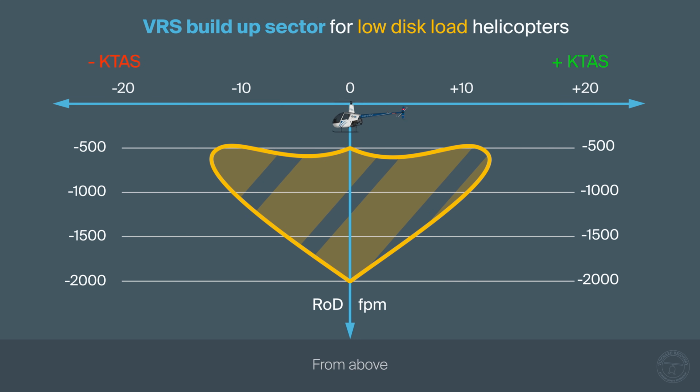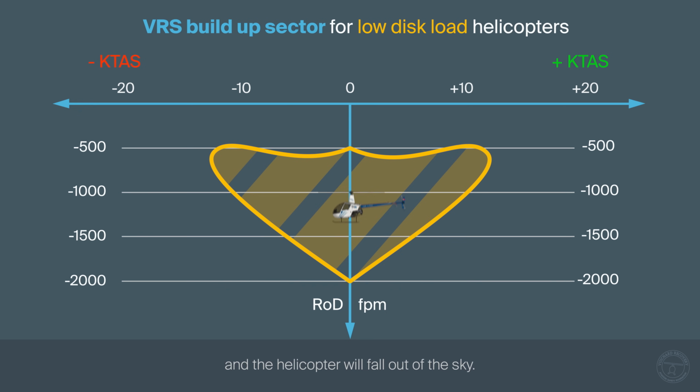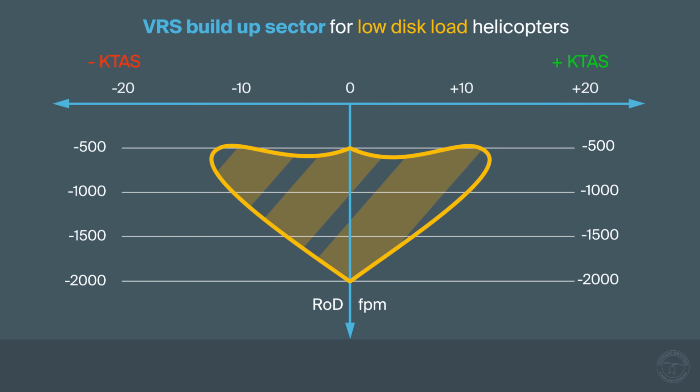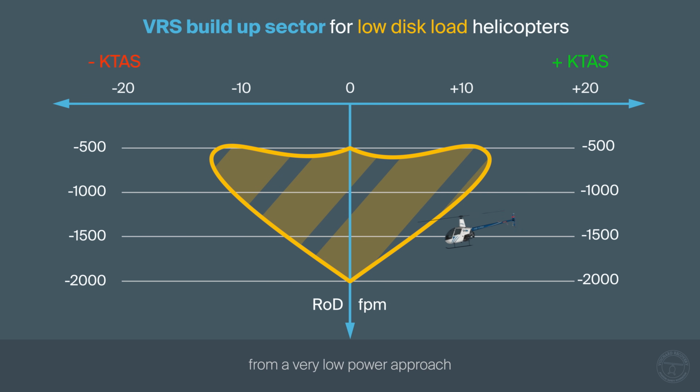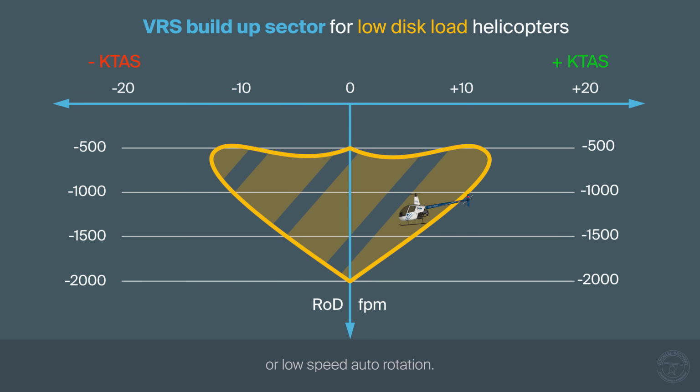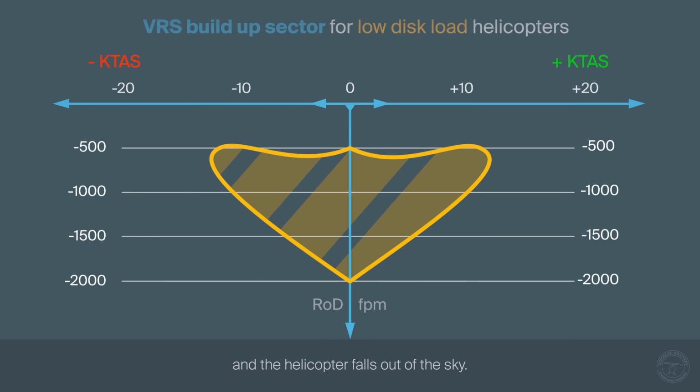From above, by increasing rate of descent into the dangerous area. This could mean, for example, that you cannot maintain hover out of ground effect due to lack of power, that the VRS builds up and the helicopter will fall out of the sky. From below, by decreasing the rate of descent from a very low power approach or low speed autorotation. As soon as the true airspeed is more or less stable inside the dangerous area, the VRS builds up and the helicopter falls out of the sky.